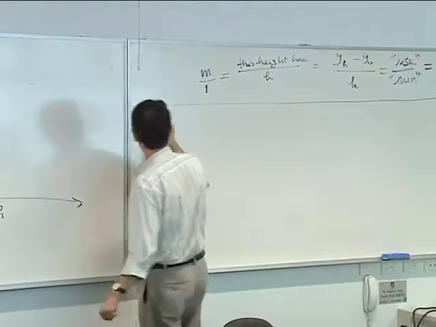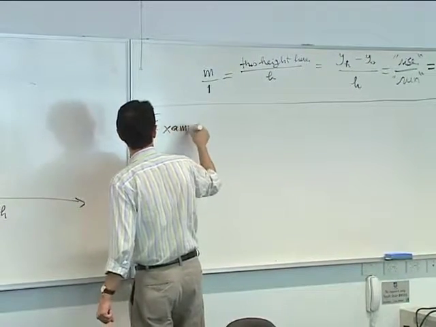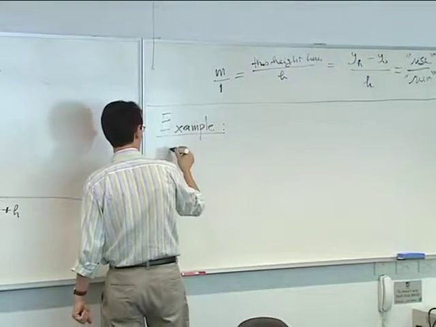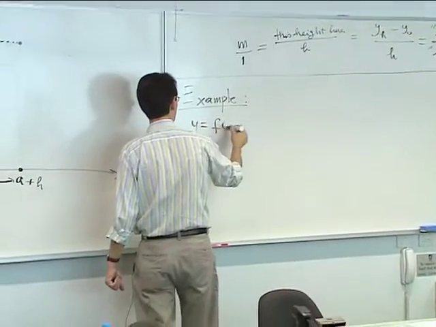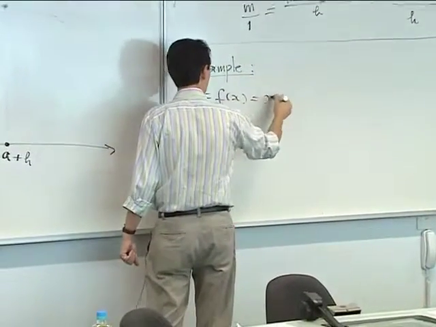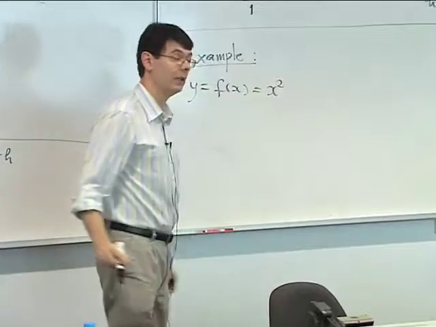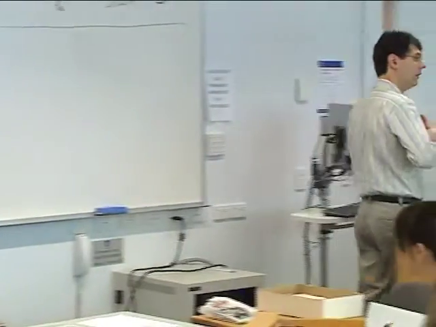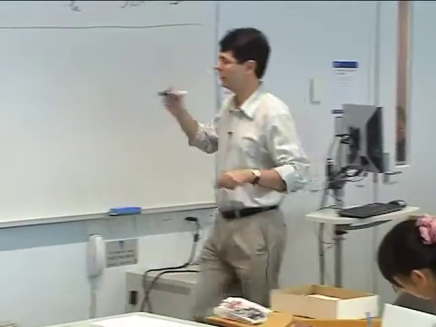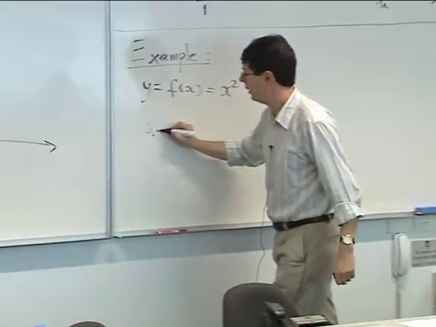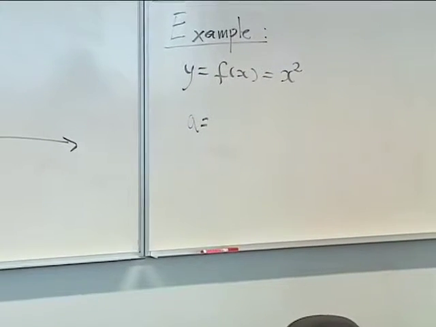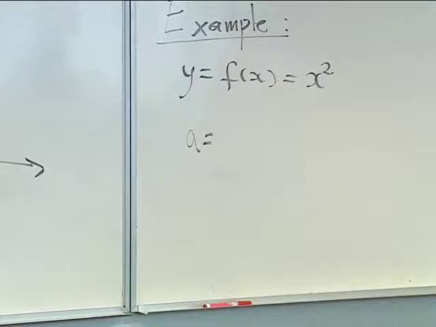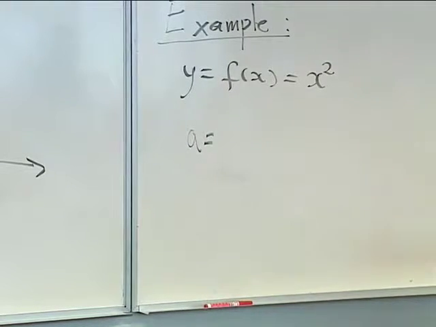Example. y equals f of x is equal to x squared. The example that Fermat and Pascal did. Okay? I'm going to pick a value. I'm going to pick a value for a. Seven.